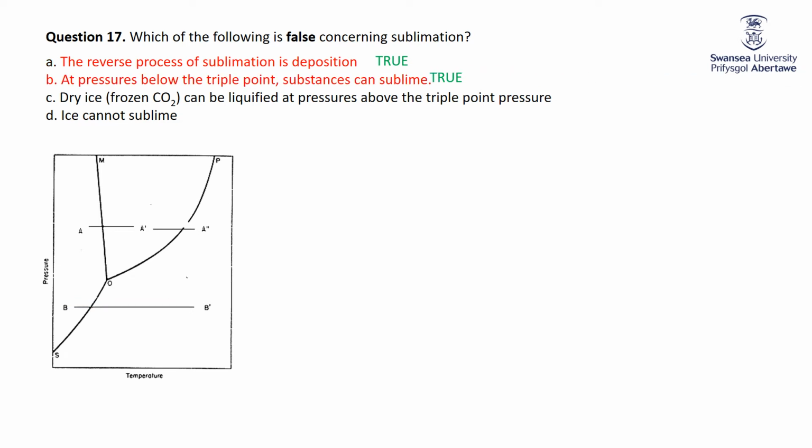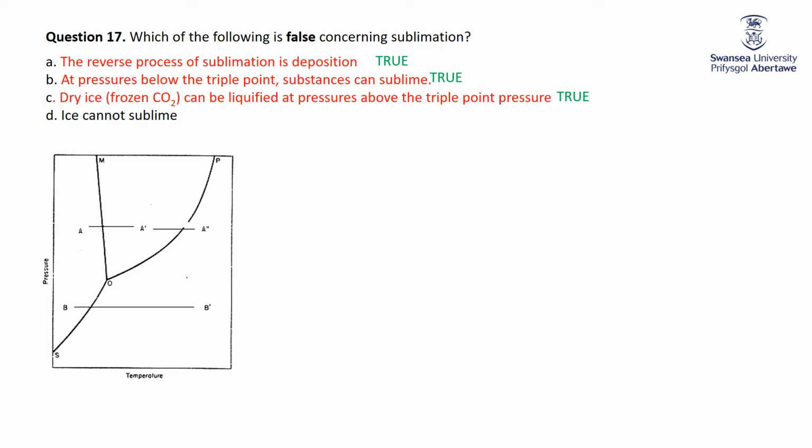Dry ice, frozen CO2, can be liquefied at pressures above the triple point pressure. What if we pretend that this is the phase diagram for that? Well, here's a pressure above the triple point pressure, and indeed it could be liquefied. So that looks pretty true to me.